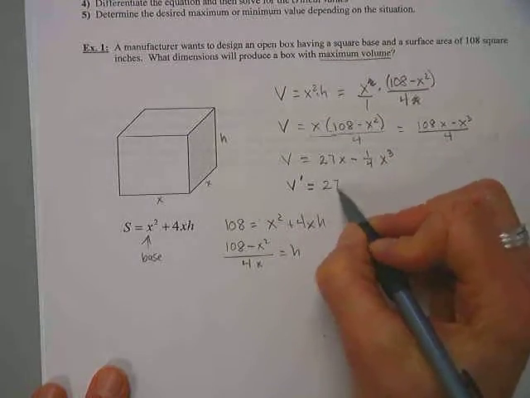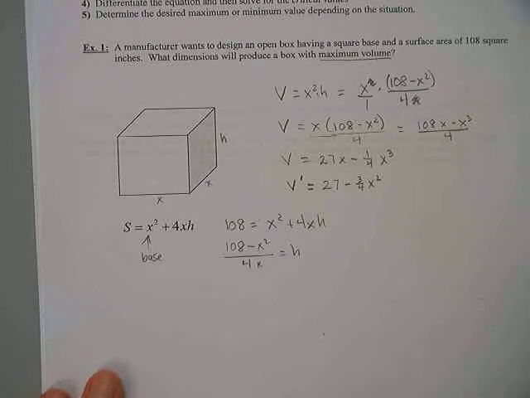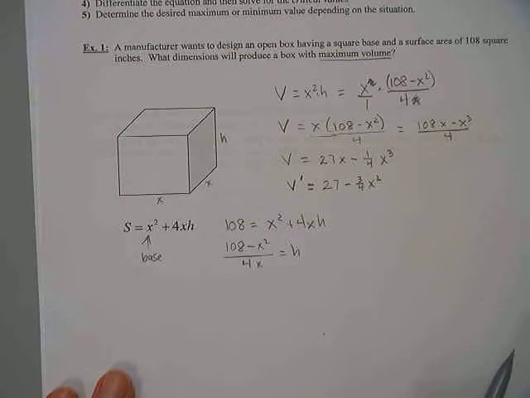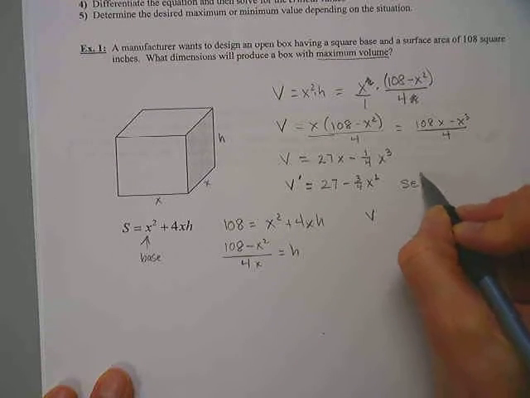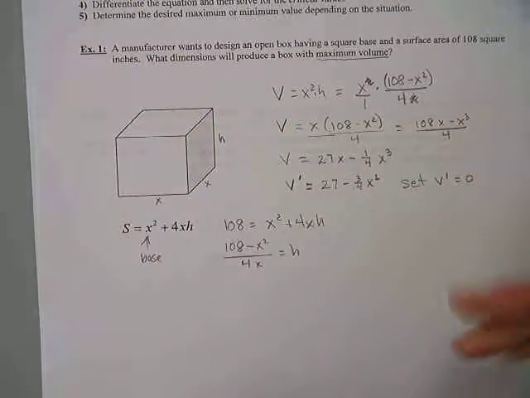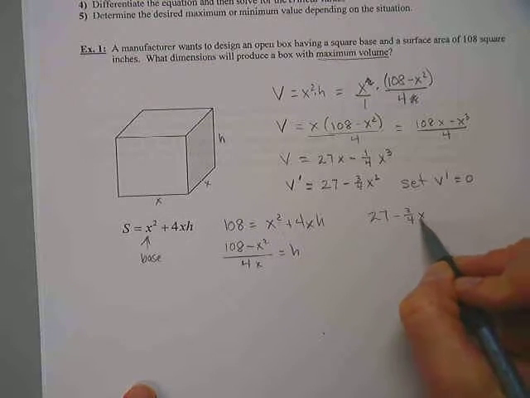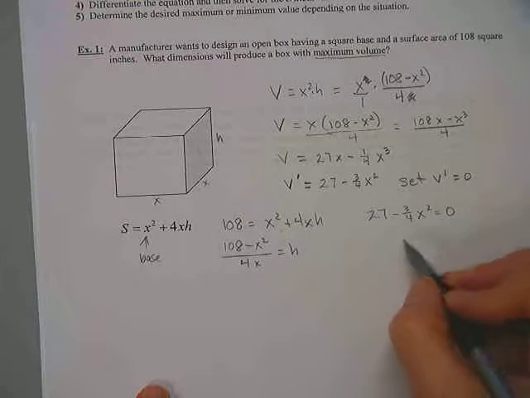Now all you do is say V prime, the derivative, equals 27 minus 3/4 x squared. And what do we do to find the maximum of this? What do I do with that equation? Set it equal to 0. Then we use the second derivative test. Well, let's solve for it first and see what values we get, okay?